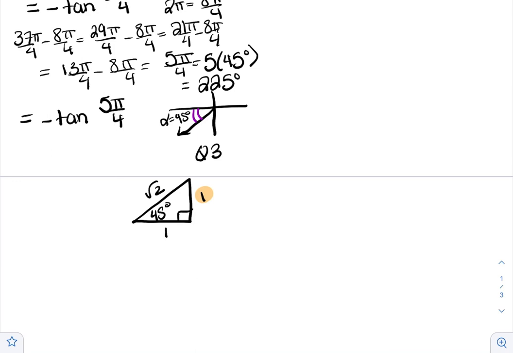Tangent is opposite over adjacent. And because it is in quadrant 3, tangent will be positive. That's where all students take calculus, quadrant 3. So this is equal to negative, and then the tangent of 5 pi over 4 is a positive 1. Positive because it is in quadrant 3, 1 because it has a reference angle of 45 degrees, and then the negative in the front makes the final answer negative 1.